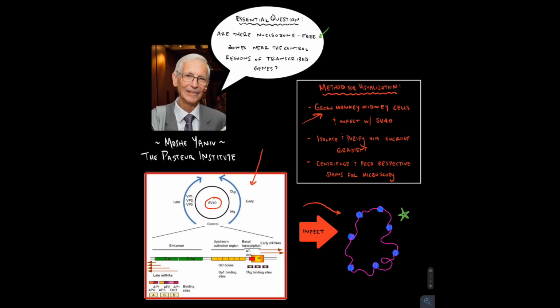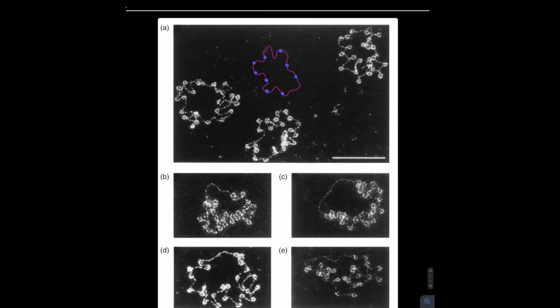So one of the first steps Yaniv and his colleagues took was to visualize the SV40 DNA directly using electron microscopy to determine if any nucleosome-free zones existed in its structure at all, and if they did, their position along the strand. And these are the images that resulted.